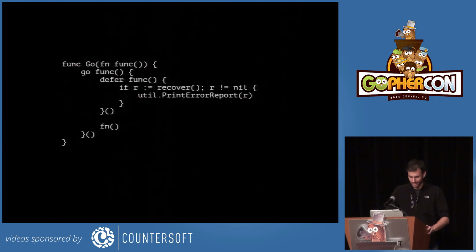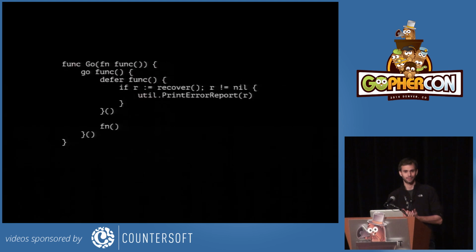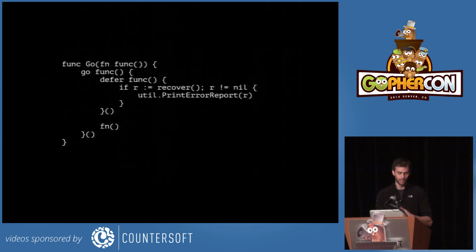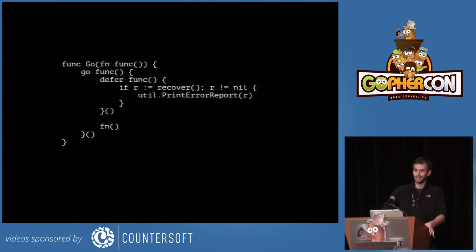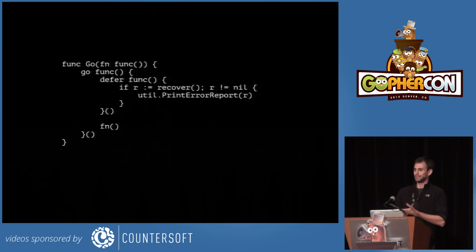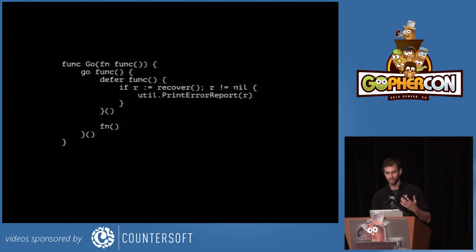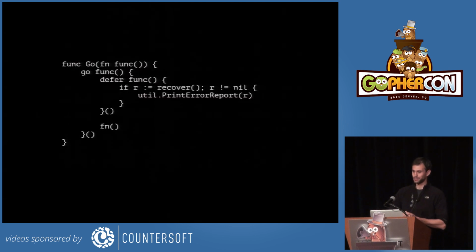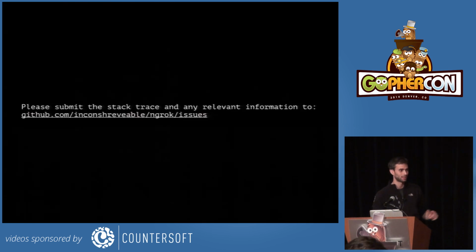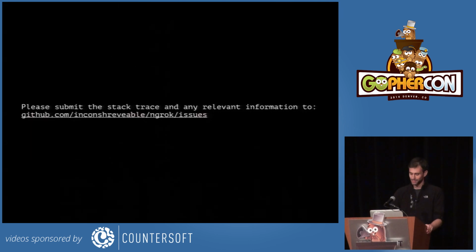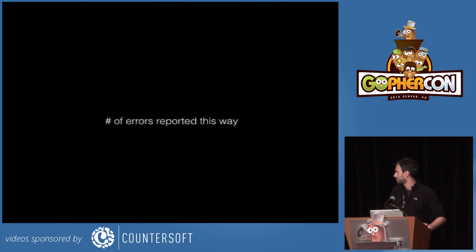So I really want to be able to capture that panic. If something crashes, I want to know about it. How could I do that? Well, there's no global way to hook into every Go routine. So maybe I'll have a wrapper function that I spawn every Go routine with, and it'll always defer this function, and if anything crashes, it'll print an error report. This is what it actually prints out right now. It says, please upload the stack trace and submit an issue. Here are the number of errors that have been reported this way.